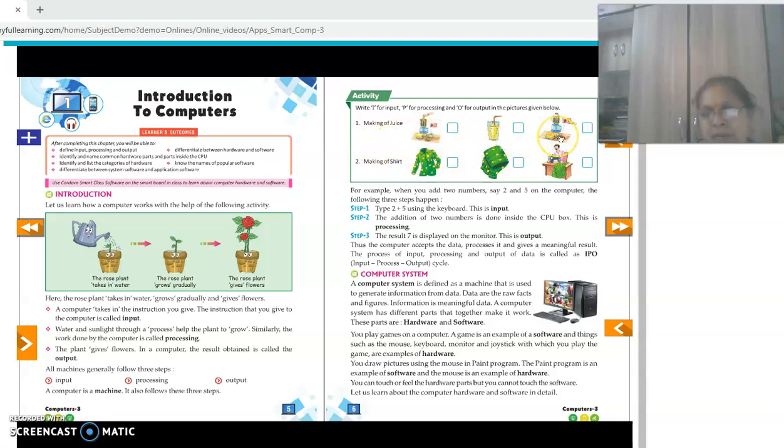Are you seeing this picture? In this small activity, number 1, we are making juice. For making juice, we need a grinder or juicer. We need fruits and juice will be ready. Now tell me, students, which picture shows the input part? Anybody will tell me? Okay, Kanak, you. The third picture shows input.